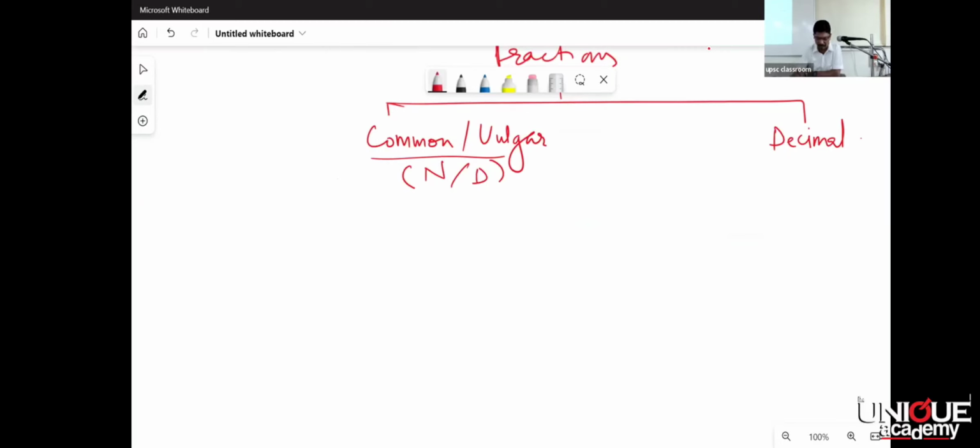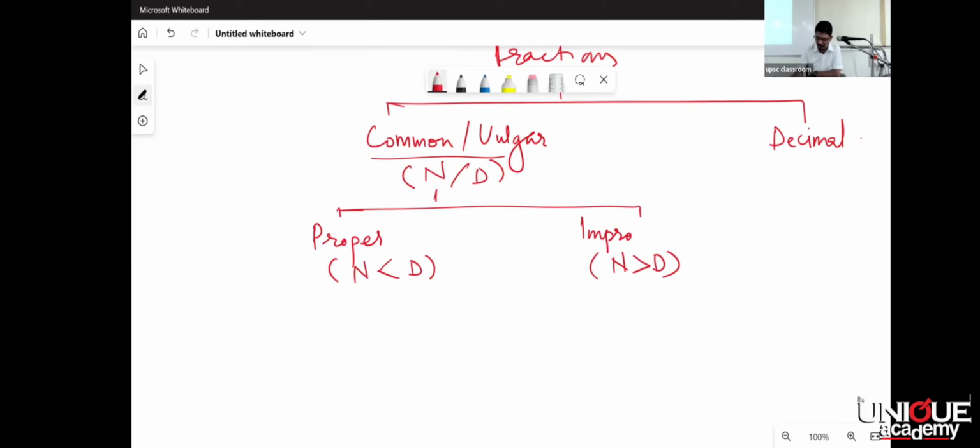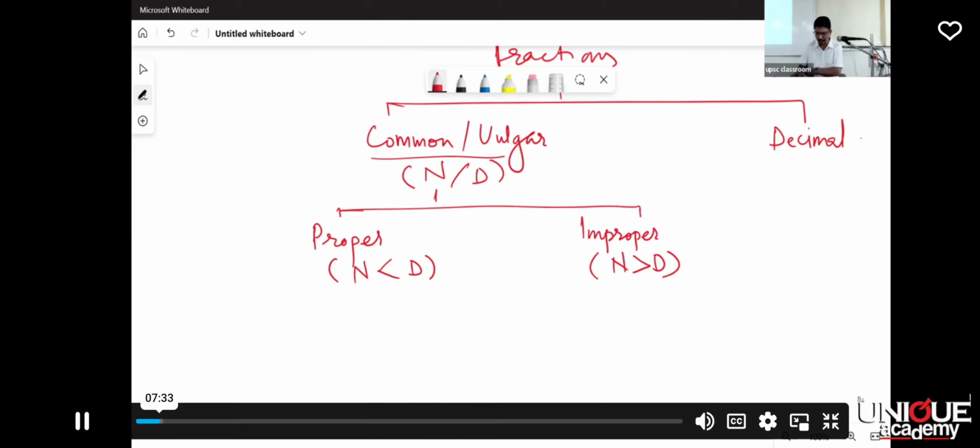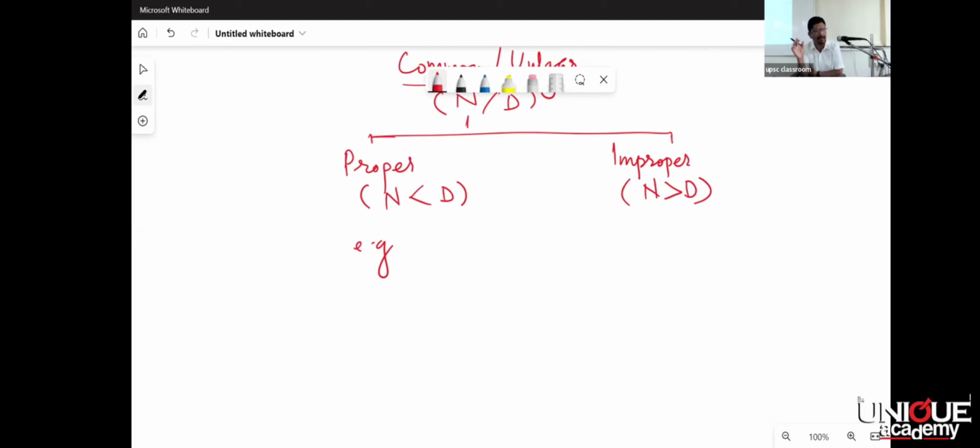Now in some of the common fractions, the numerator is greater than the denominator. In some of the fractions, the numerator is smaller than the denominator. When the numerator is smaller than the denominator, that is part of a whole we are expressing, so those fractions are called proper fractions. And when the numerator is greater than the denominator, these are called improper fractions. Is it clear? Okay, so we can have some examples. You can write any fraction whose numerator is smaller than the denominator. For example, we have 7 upon 29 or 11 upon 63, like that.